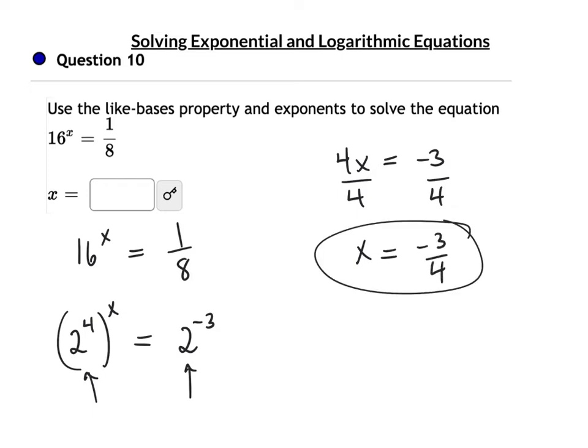A decimal works here. You could use negative 0.75 if you want. You could also punch this in the calculator, check it. 16 to the negative 3/4 or negative 0.75 should equal 1/8.